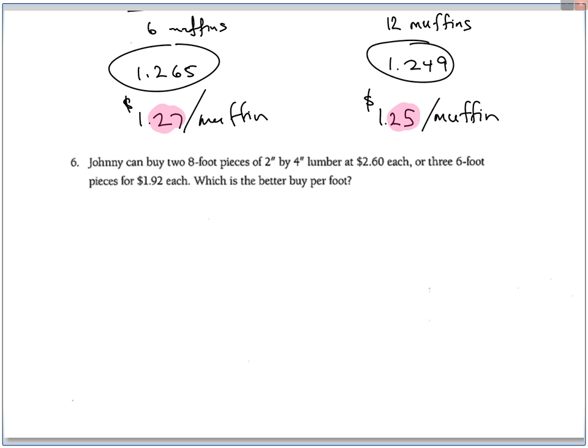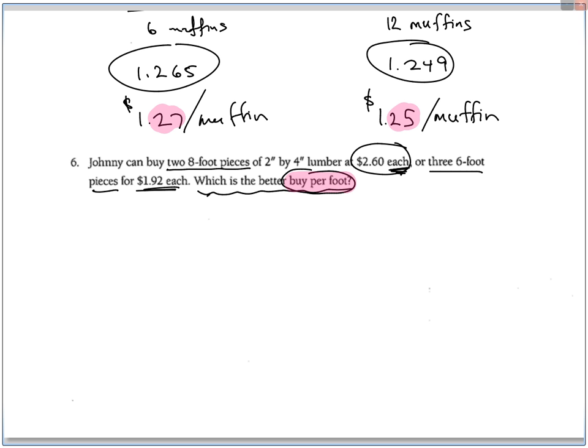Alright, Johnny can buy 2 pieces for that price each. Each is important. Or 3 pieces for $1.92 each. And it says which is the better buy per foot. So the important thing here is the units. It says how much do you buy per foot. So let me highlight that.